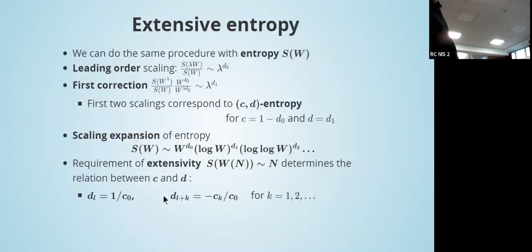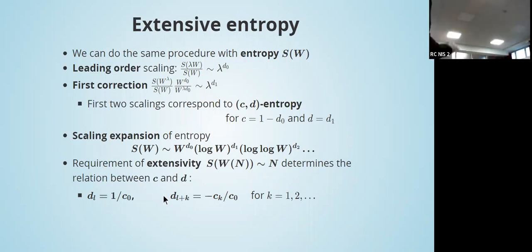And you can do the same with the entropy, actually. You basically write the scaling entropy in terms of W, and then you say, let's consider that entropy depends on W, and what I have is the same expansion. And then I've been discussing that the n of Wn, if we want to have it extensive, should go linearly with n. And from this, you can determine the relation between the coefficients c and d, where the c are the coefficients for the multiplicity, and d are the coefficients for the entropy.